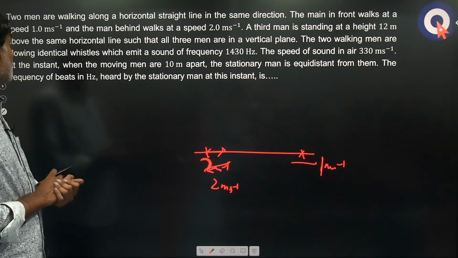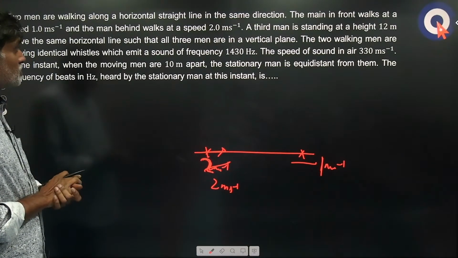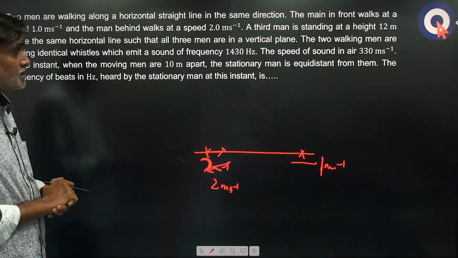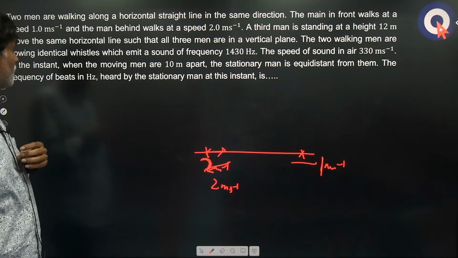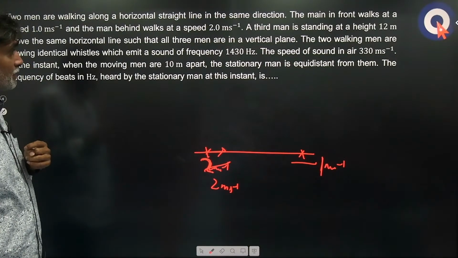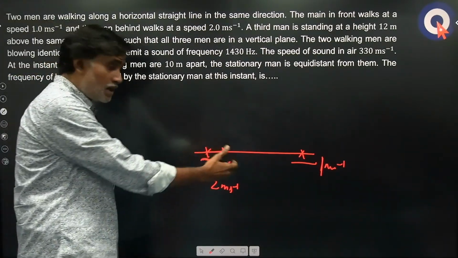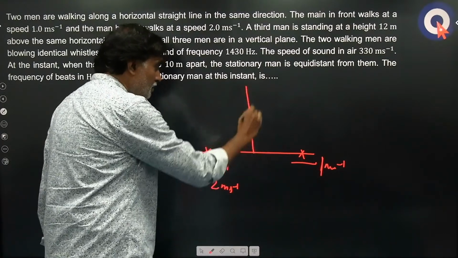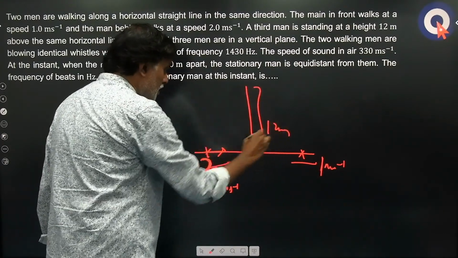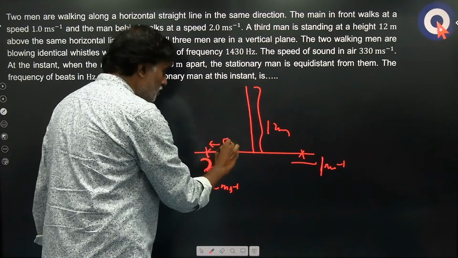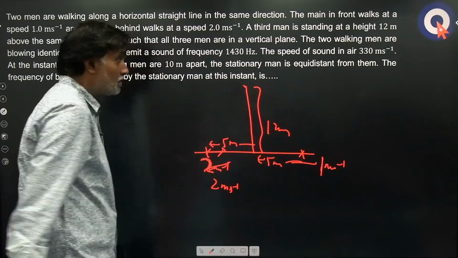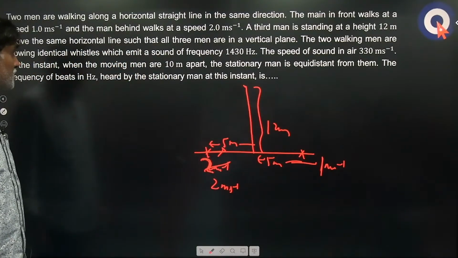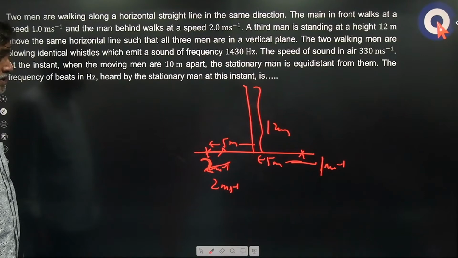The 2 walking men are blowing identical whistles which emit sound of frequency 1430 Hz. The speed of sound in air is 330 m/s. At the instant when the moving men are 10 meters apart, the stationary man is equidistant from them. So he should be above the midpoint. This is 12 meters and this will be 5 meters, so this is also 5 meters. Find the frequency of beats heard by the stationary man at this instant.